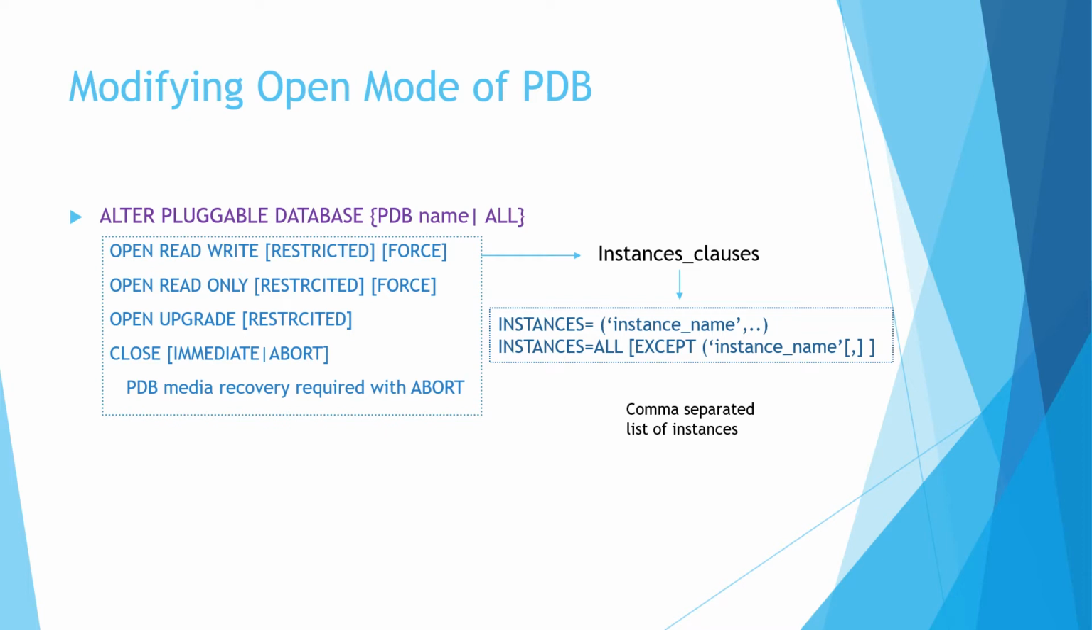Modifying the open mode of a pluggable database. The alter pluggable database statement can be used to change the mode of a pluggable database. As you can see, the database can be opened with read-only, read-write, upgrade modes with restricted privilege. The instances clause can be specified if the mode of a pluggable database is being changed for all the instances in a real application clusters environment. The instance list can contain comma-separated names. When the open option is specified with no other clause, read-write mode is the default.